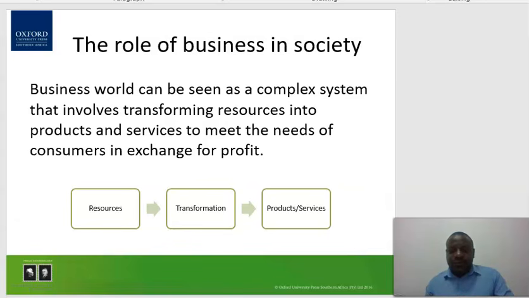And those output products or services are the ones that can be used by people in society to meet their own needs. In terms of resources that can be transformed, I'm sure we will look at those when we look at the transformation model, where we'll look at what resources we are talking of, what is involved in the transformation process, and what the products and services are that come out as output. What are the differences between those products and those services?